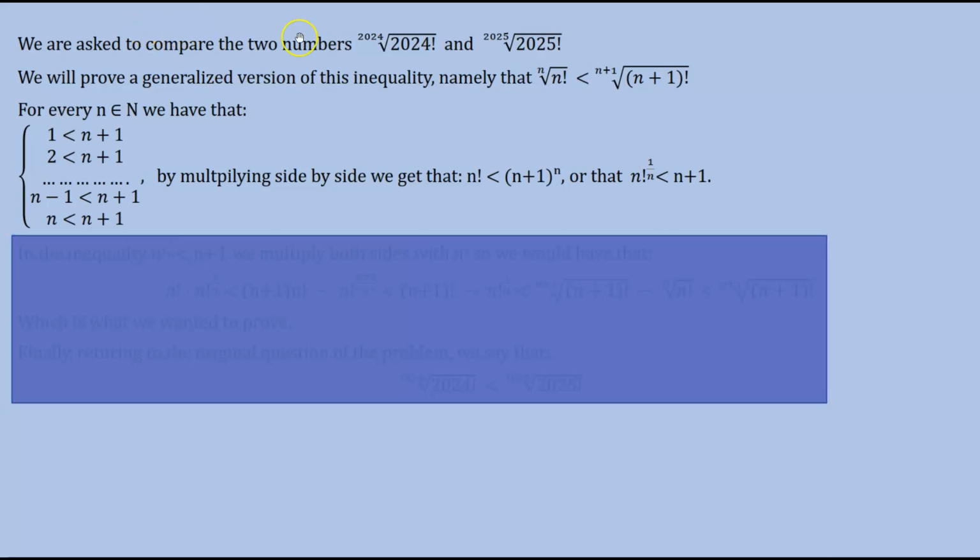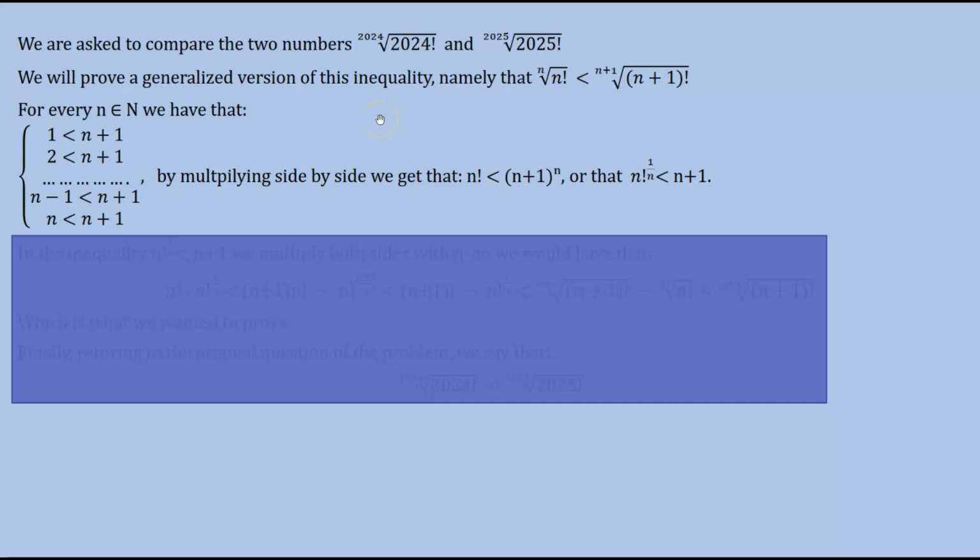And now we start. So we are asked to compare the two numbers, as we said, the 2024th root of 2024 factorial, and the 2025th root of 2025 factorial. Now, in the solution that we will give to this problem, we will go a step further, and we will prove a generalized version of this inequality: the nth root of n factorial is smaller than the (n plus 1)th root of n plus 1 factorial.